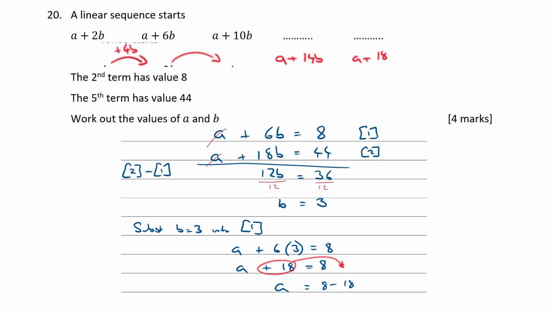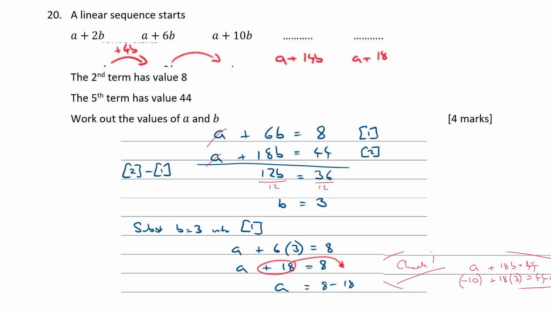Okay, always good to check. You've got another equation that you can check with. So in the second equation, I've got A plus 18B is 44. Is that true if I sub in my two values that I found? So if I sub in minus 10 for A and 18 lots of 3, is that equal to 44? Well, 3 20s is 60, so 3 18s is 54. Take away 10 is 44. Yeah, that is true. So it works.